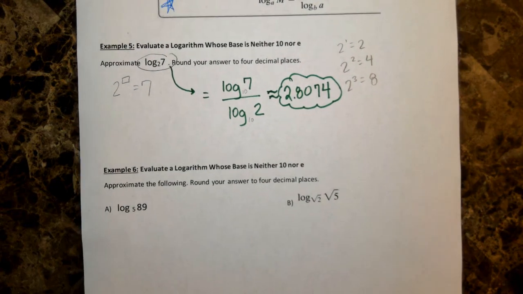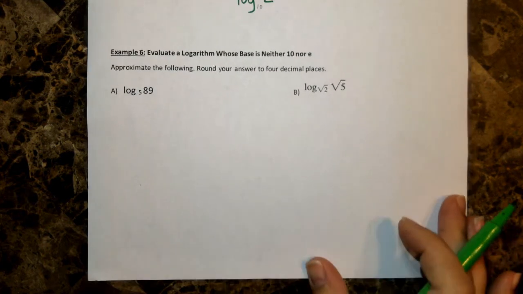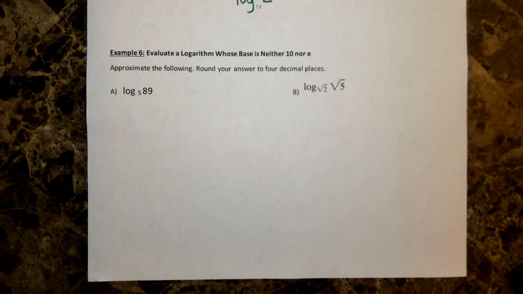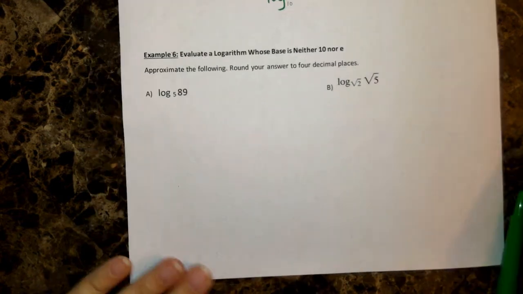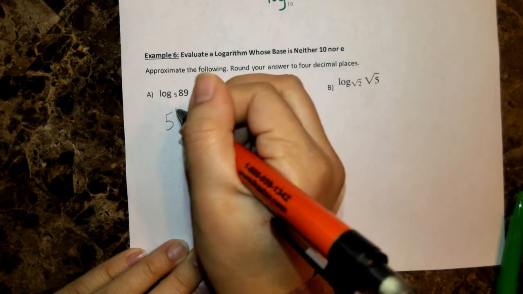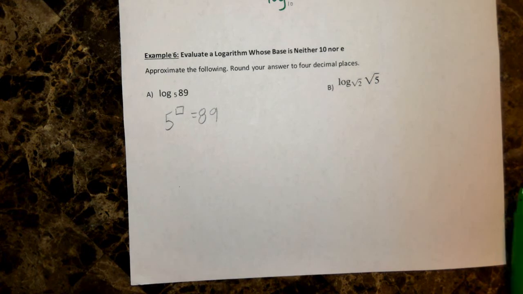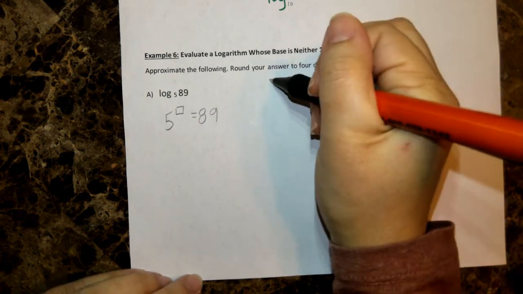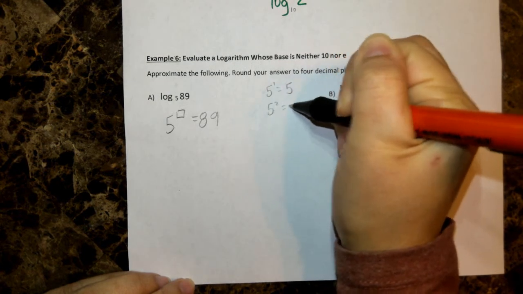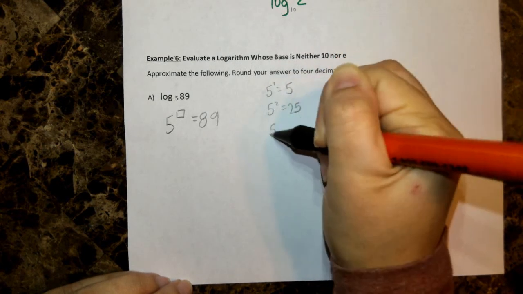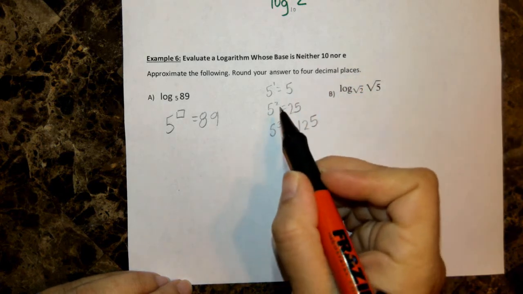So it's pretty useful. All right, and then last example, 2 more questions, same thing. We have log base 5 of 89. That's just asking us 5 raised to what power is going to give us 89. Well, I'm not sure what that is, because it's going to be some sort of decimal, because 5 to the first power is 5, 5 to the second power is 25, 5 to the third power, that's 5 times 5 times 5, that's 125. So it's somewhere between 2 and 3.